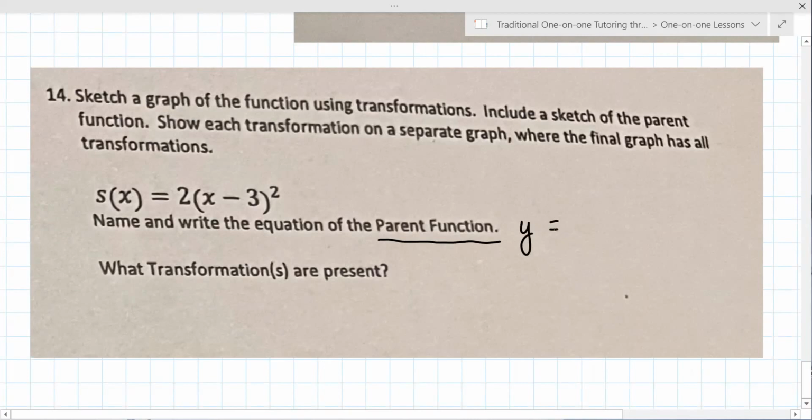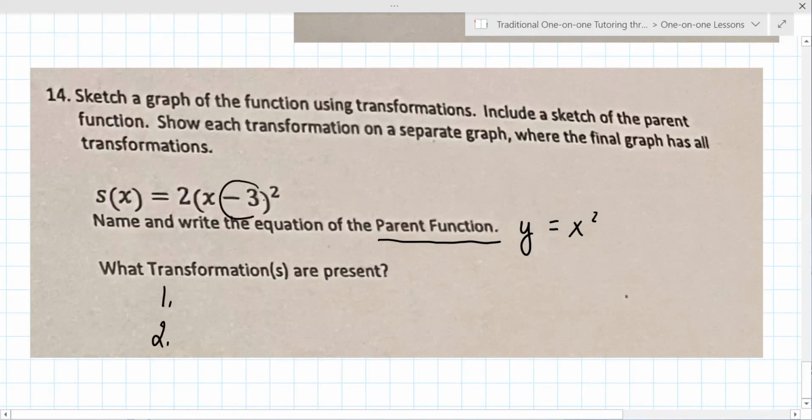What do you say, Sourish? What is the parent function here? What do you think? x squared. Perfect. This time there are only two transformations.